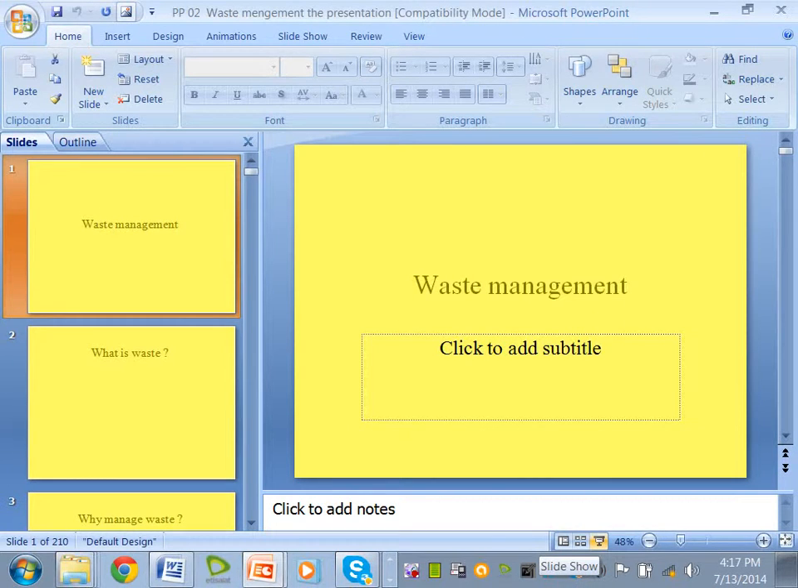So those are the essentials in a nutshell. So ideally, you should be able to manage waste.